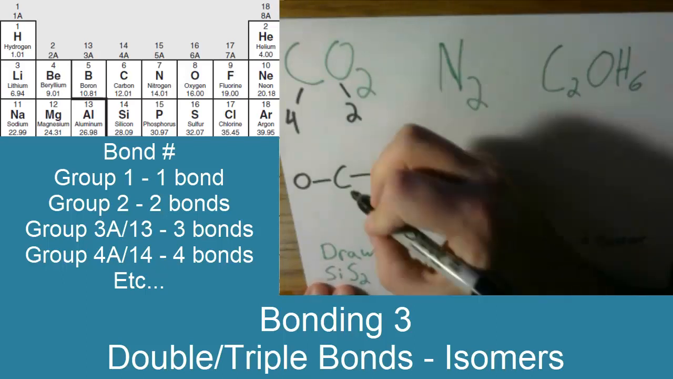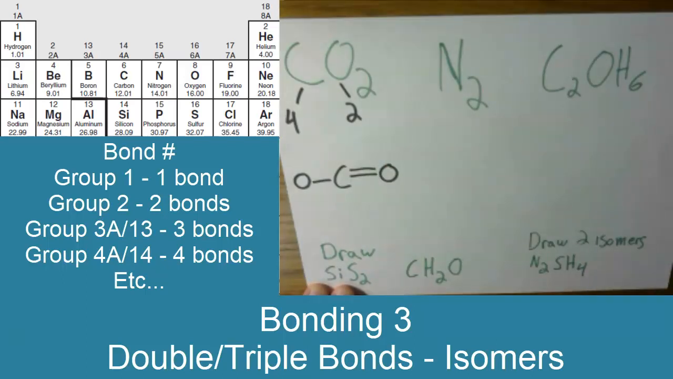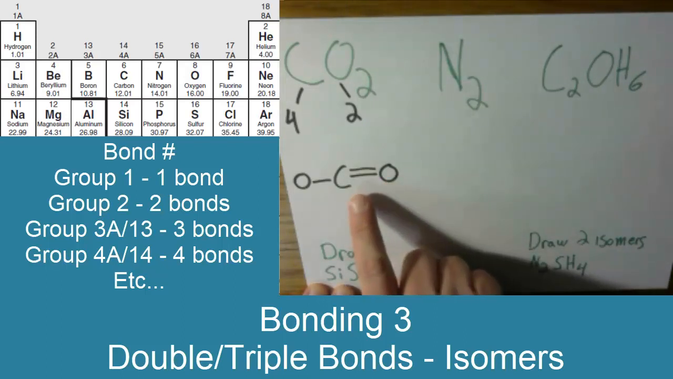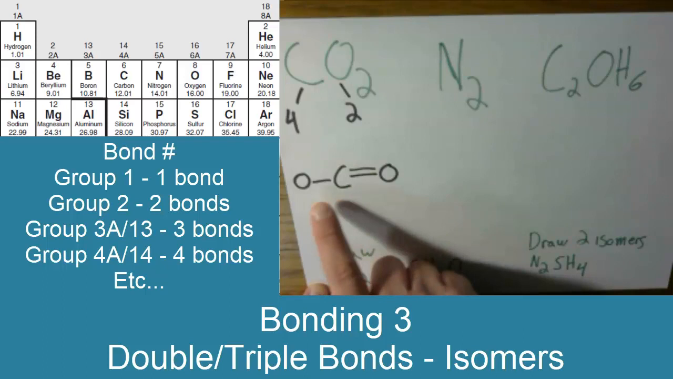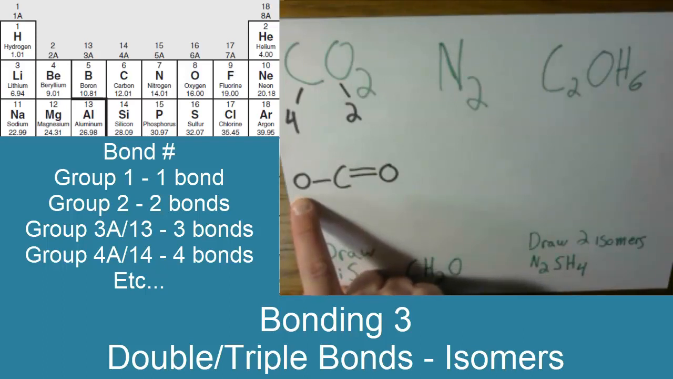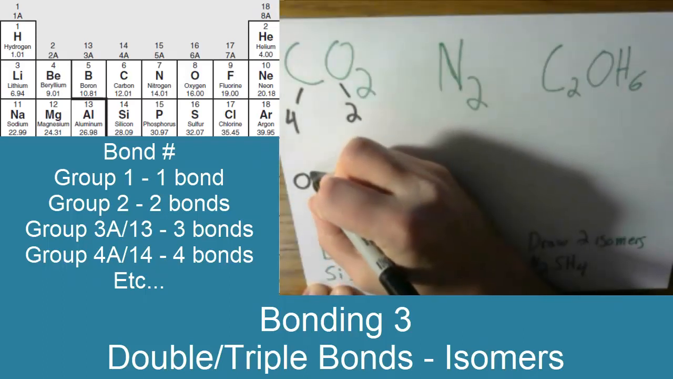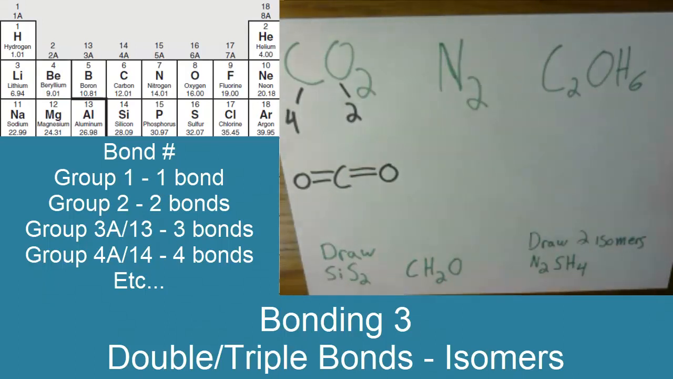Well, if I add another bond here, it's a double bond. Now my oxygen has 2. Carbon has 3. That's a problem. This oxygen over here also only has 1. So if we do the same thing here, we get CO2, 2 double bonds, and it's all set.